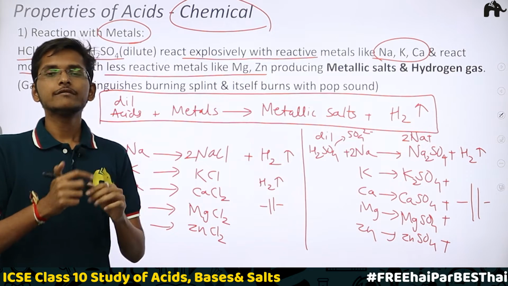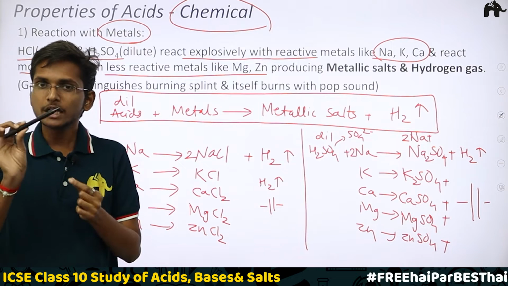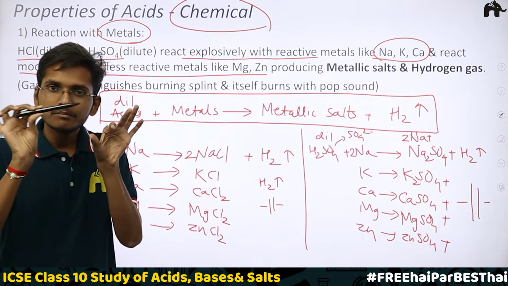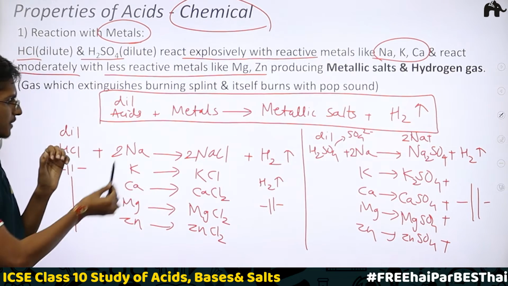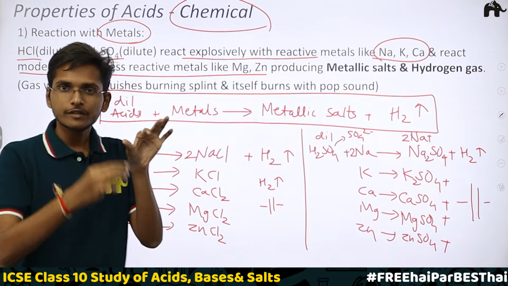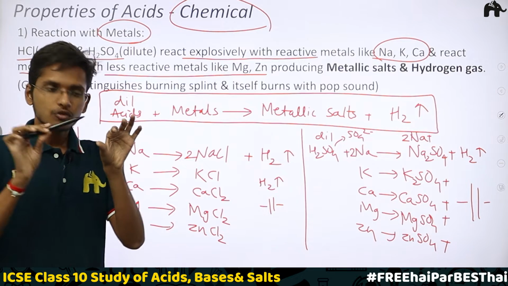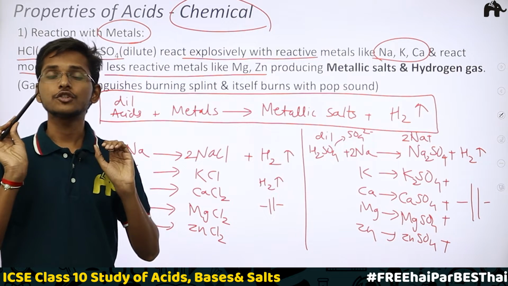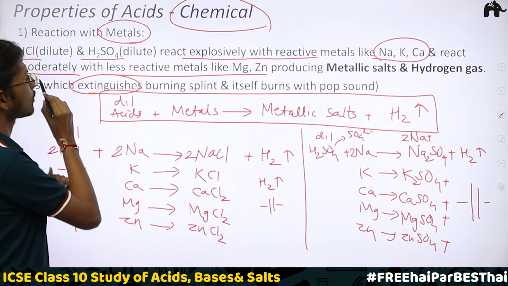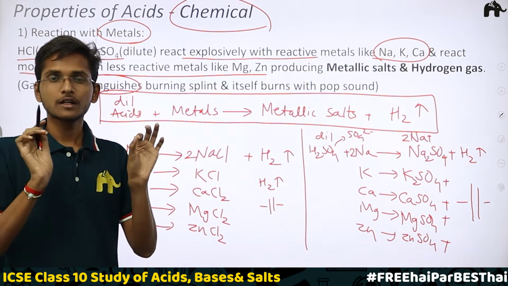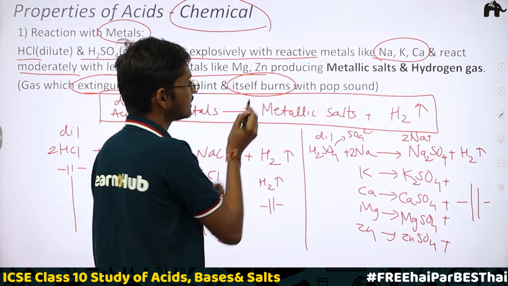We take a splint. A splint is a simple wooden stick. We burn it slightly and then bring that splint near the mouth of the test tube in which the reaction between potassium and dilute HCl is taking place. From the test tube, the hydrogen gas is getting released. So when we bring this splint near the mouth of the test tube, the burning splint extinguishes. It stops burning, and the hydrogen gas itself burns.